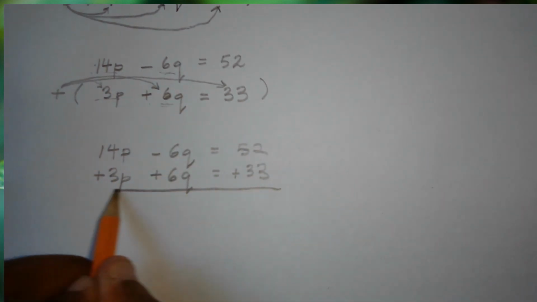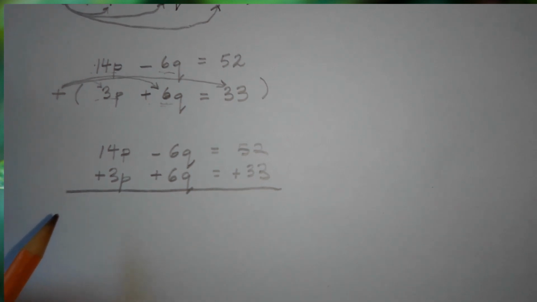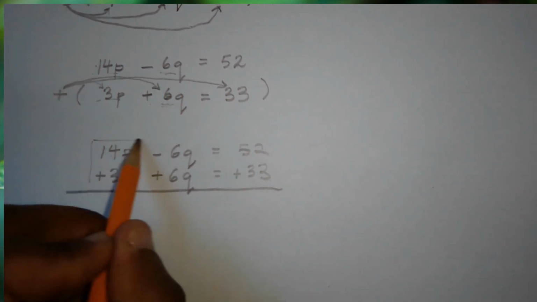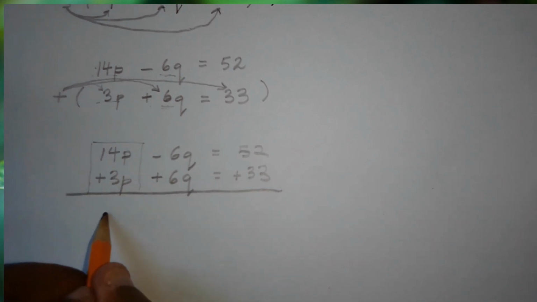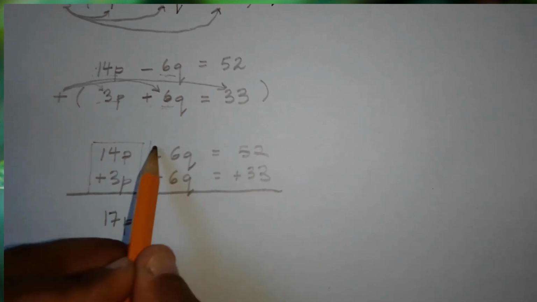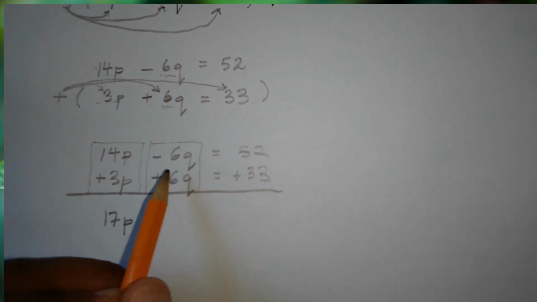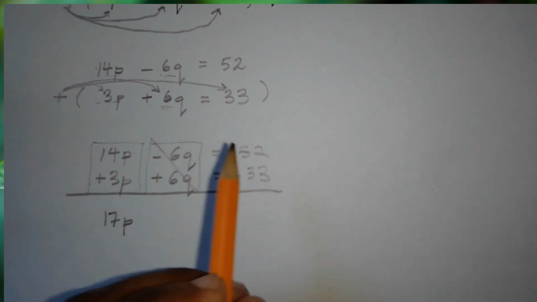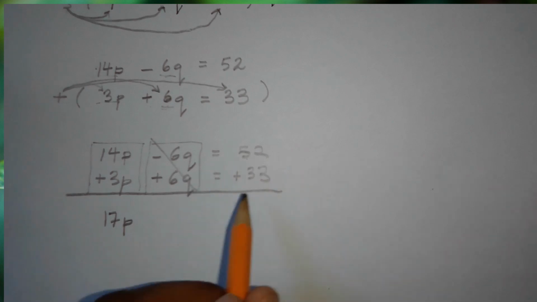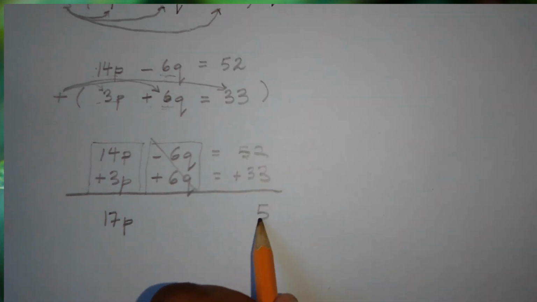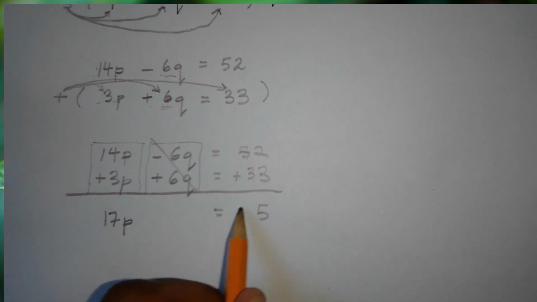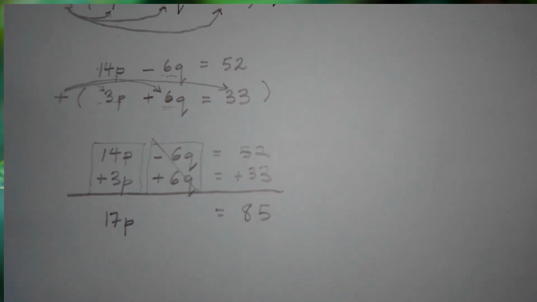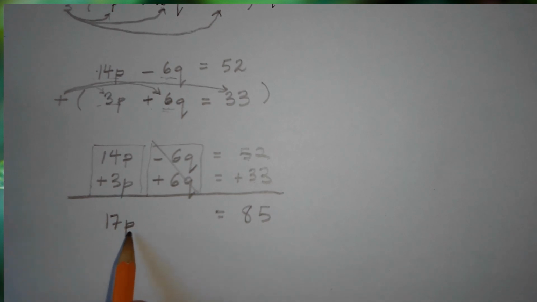Then I'm going to draw my line, and then we're going to add vertically. So 14 p's plus 3 more p's will give us 17 p's. Good. I owed somebody 6 q's and I paid them the 6 q's, so this is eliminated. 0. And now I have 52 plus 33. 2 and 3 are going to give us 5. 5 and 3 is going to give us 8. So that's 85. So I now need to divide both sides by 17 to get p on its own.